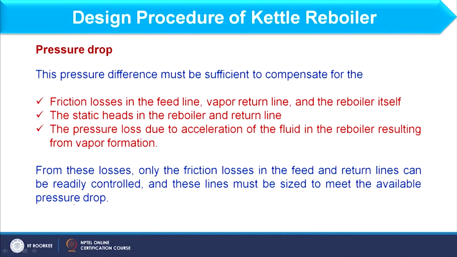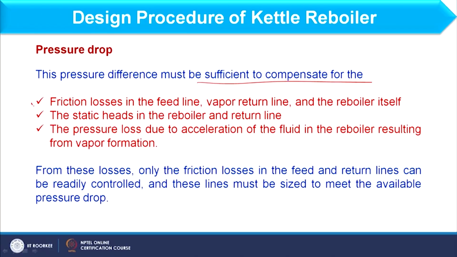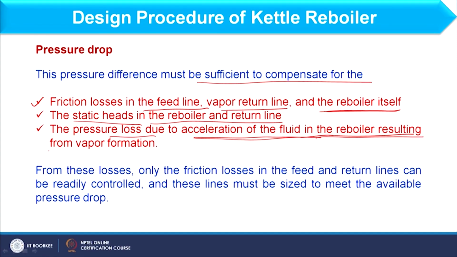Further, the pressure difference must be sufficient to compensate for the following. The pressure drop we have obtained on the column side should be sufficiently higher than the pressure drop on the reboiler side, which can be divided into different sections. First, friction loss in the feed pipe, the vapor return line and the reboiler itself. Secondly, static heads in the reboiler as well as the return line. And thirdly, pressure loss due to acceleration of the fluid in the reboiler resulting from vapor formation.